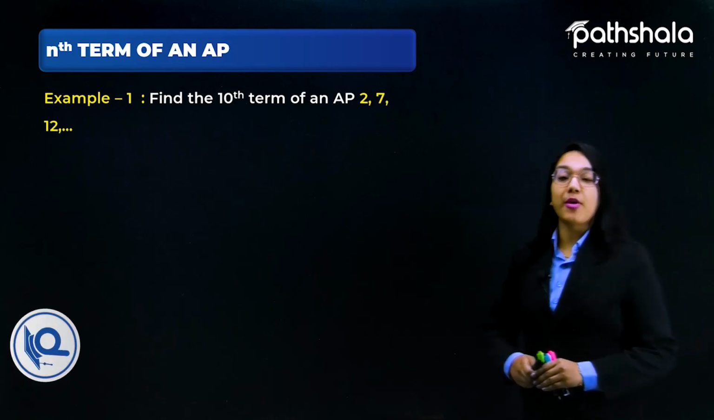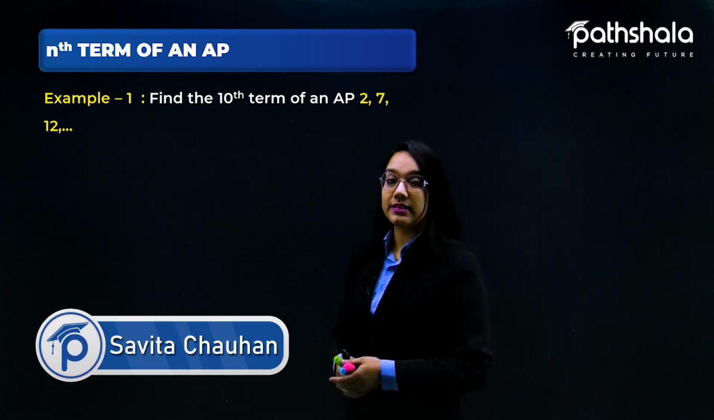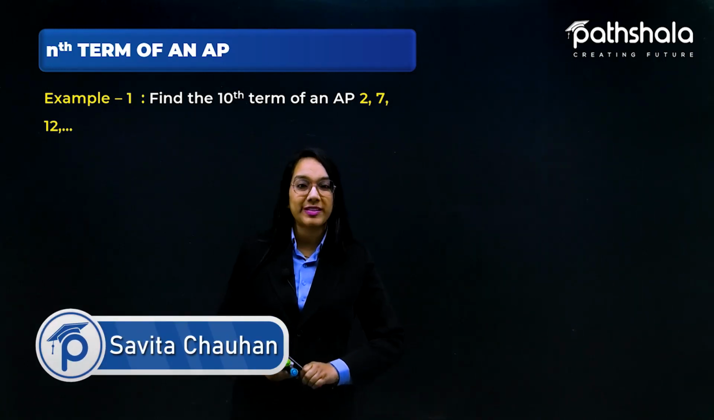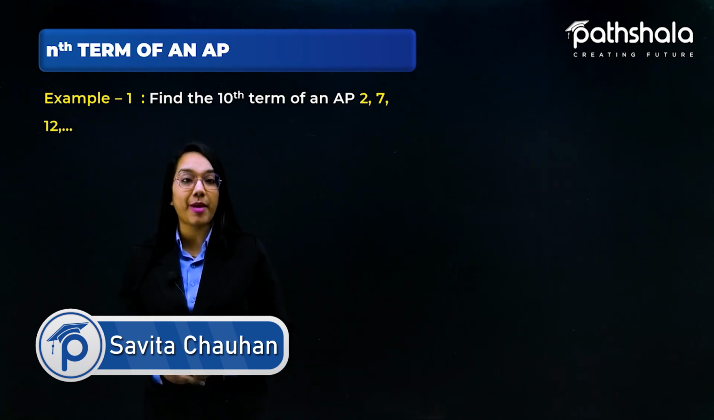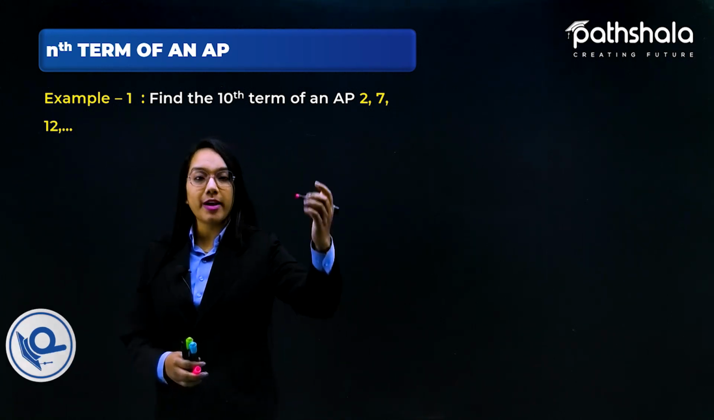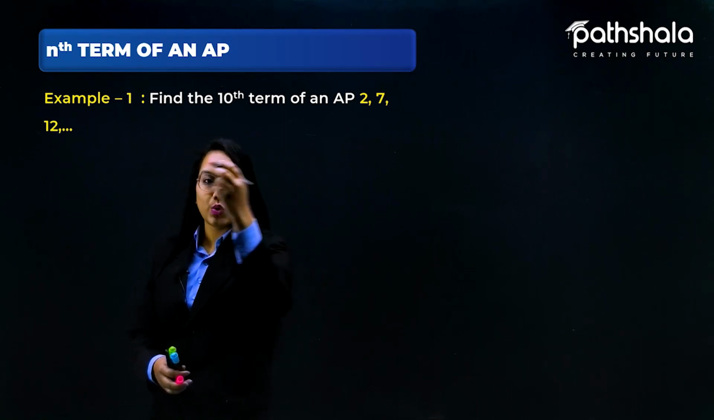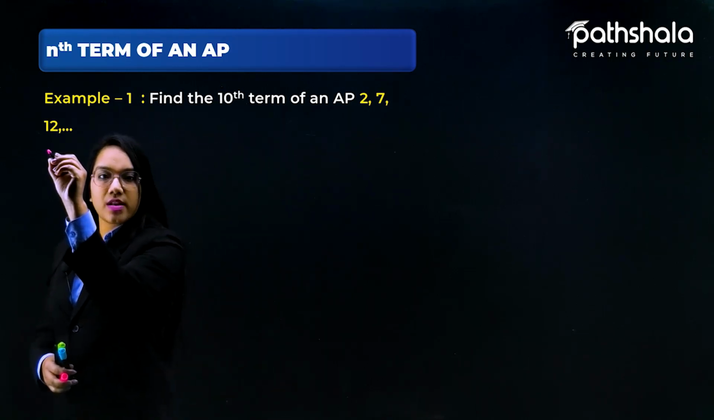Now let's see some examples related to the nth term of an AP. The very first example says: find the 10th term of an arithmetic progression when the arithmetic progression is 2, 7, 12, and so on. So let's find out the answer for this one.